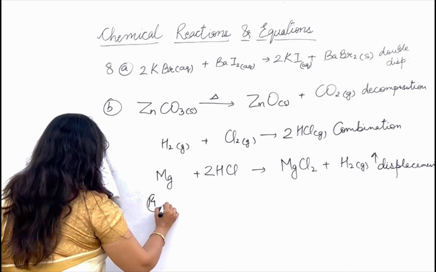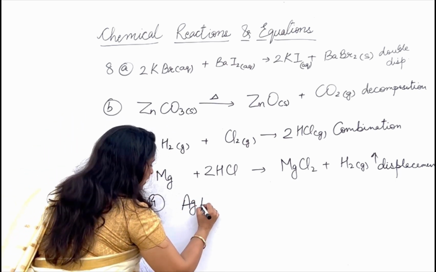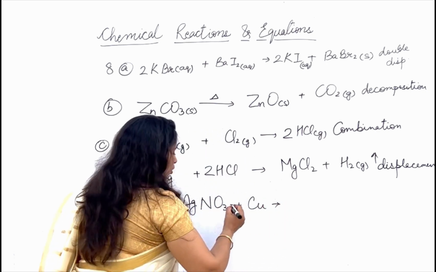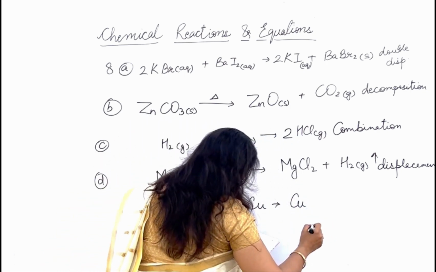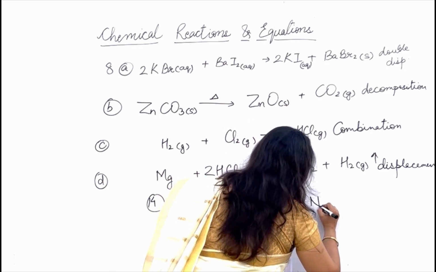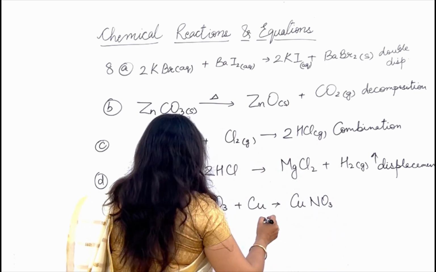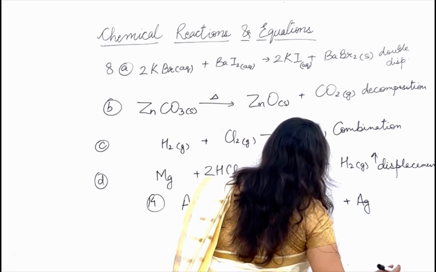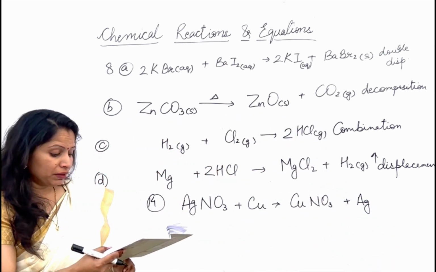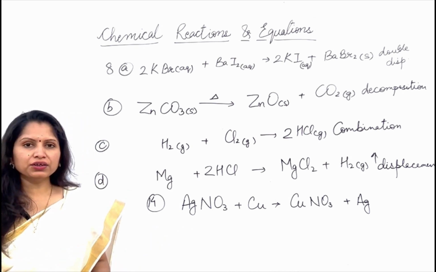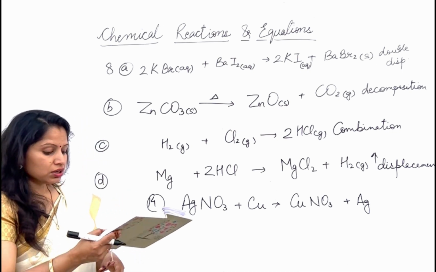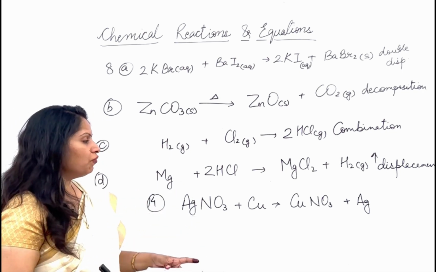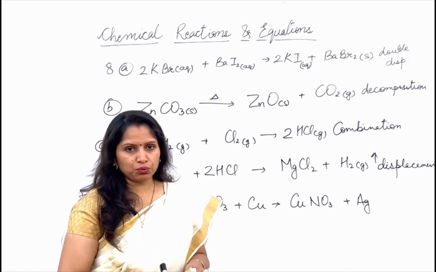Question number 14. We have silver nitrate and now we take copper. What will be formed is copper nitrate. Apart from that, silver will be formed. Okay. So that will be the reaction that will be occurring during the refining of silver. And this is an example of a displacement reaction.